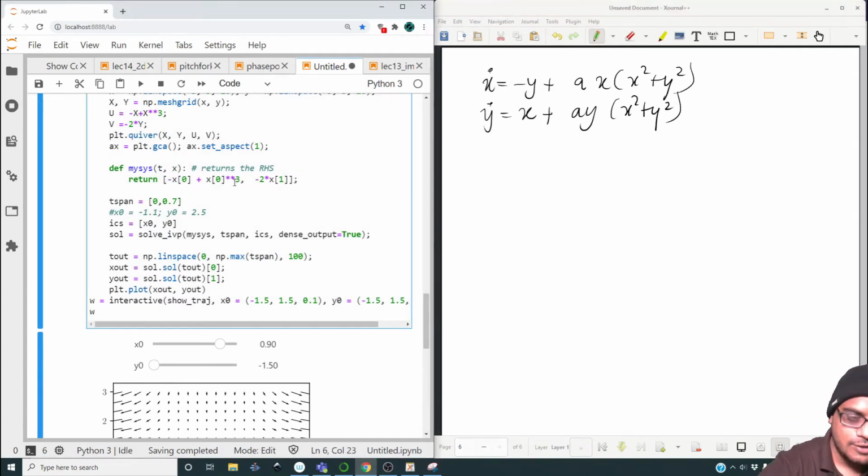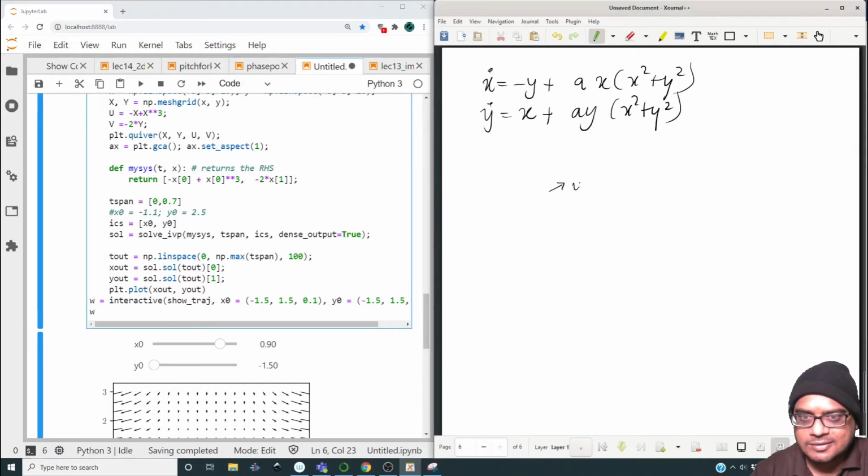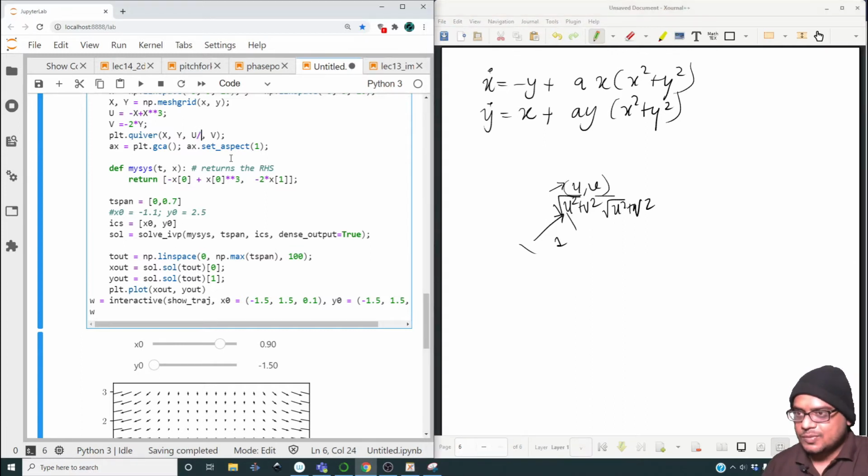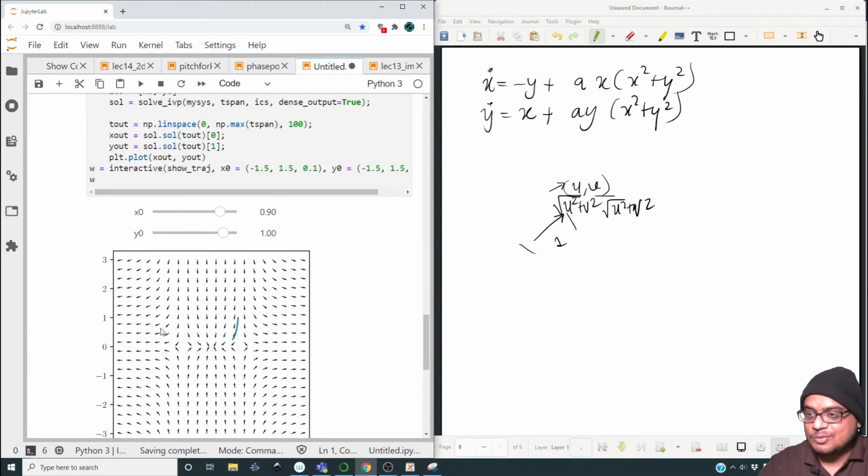So if you have a vector like this, u, v, in order to make the magnitude of this vector 1, you simply divide it by the square root of u squared plus v squared. Basically divided by the magnitude in order to render it as a unit vector. Let me copy this and paste this. So let us see. Okay, so the arrows look much better. You can sort of visualize things in a better fashion.